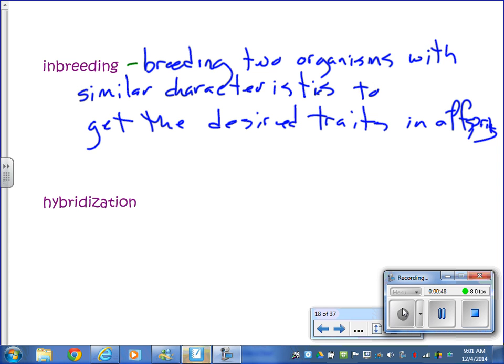Okay, so that's exactly correct. Inbreeding is breeding two organisms with similar characteristics to get the desired traits in the offspring. Now, that sounds simple, but who can think of an example about this? Because, of course, we do this. This is how scientists, what's an example of inbreeding that you might use?